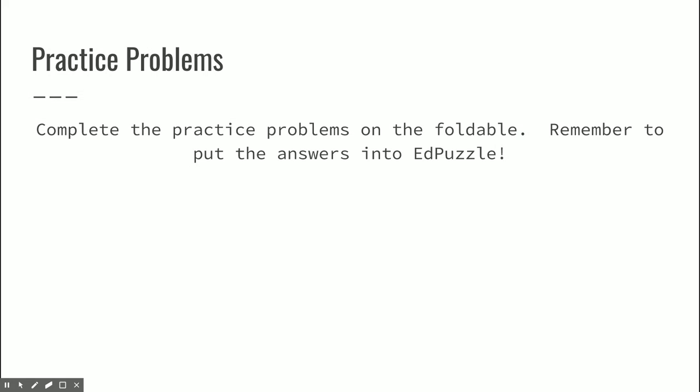Now, one thing I do suggest is use Desmos to check your answers. It is a great resource. You still need to show the algebra, but it is a great way to see if you're getting it correct without having to resubmit. So you do have 4 practice problems on your foldable to try. Give those a shot and input them into Edpuzzle. If you have any questions, let me know.